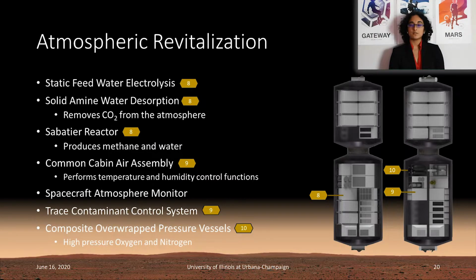The trade study for the atmospheric revitalization subsystem focused on oxygen generation, carbon dioxide removal, carbon dioxide reduction, temperature and humidity control, contaminant removal, and gas storage. When compared with alternative systems, each of these technologies outperform the alternatives by a large margin, beating out other technologies such as solid polymer waste electrolysis for oxygen generation and a 4-bed molecular sieve for carbon dioxide removal.